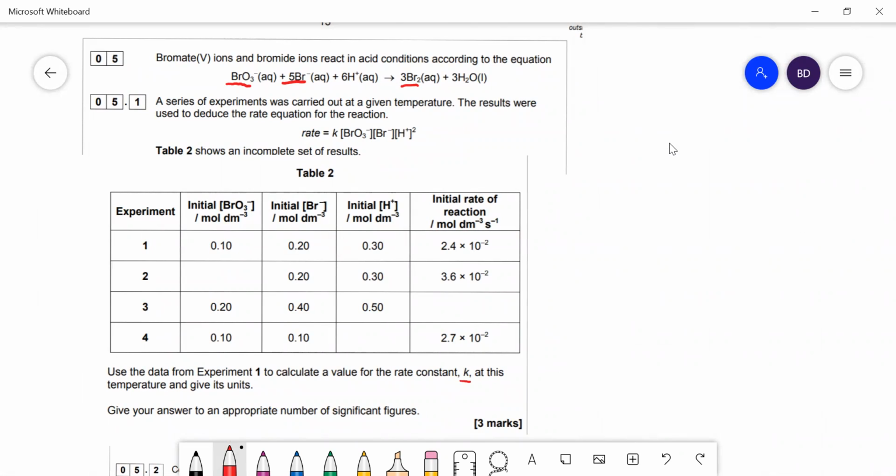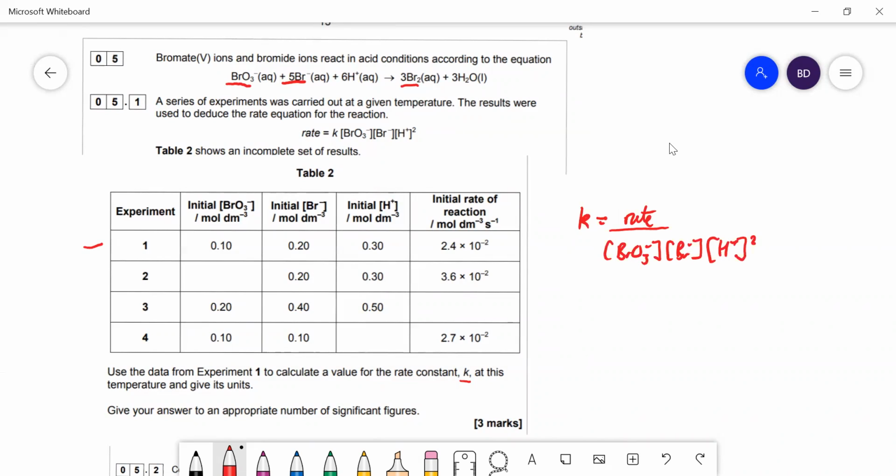Okay, so we've got the equation for rate, and we've got to rearrange that to give us K. So K is equal to the rate divided by the bromate concentration, multiplied by the bromide concentration, multiplied by the hydrogen ion concentration squared. Now let's use the data from experiment 1 to work out K. It's a matter of just plugging in the data.